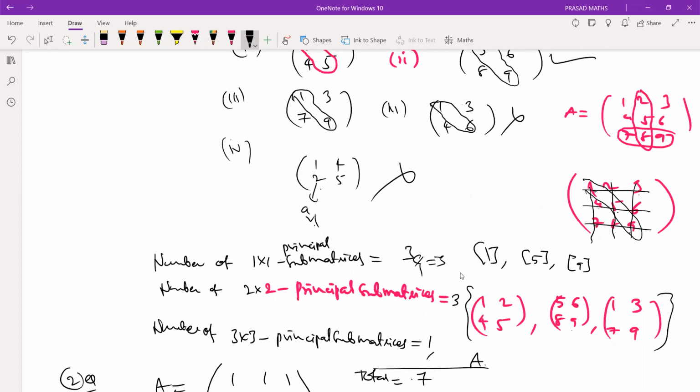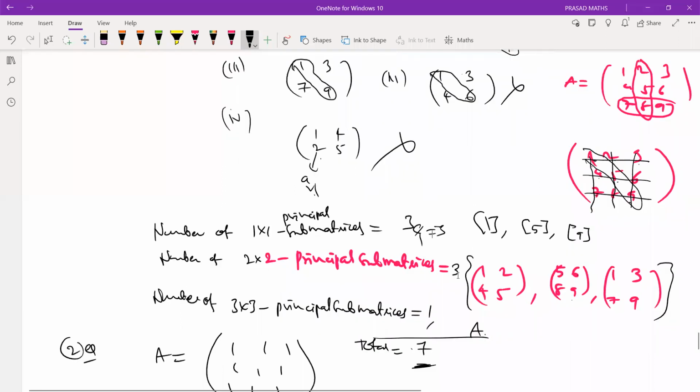So the number of principal submatrices of order 2 cross 2 means I need to select 3C2, because I require only two entries among all the diagonal entries. How many in total? 3. I require only 2. Therefore 3C2. Next, the number of principal submatrices of order 3 by 3 is nothing but, you need to select all, 3C3. Therefore the total is 3C1 plus 3C2 plus 3C3, going on like that.